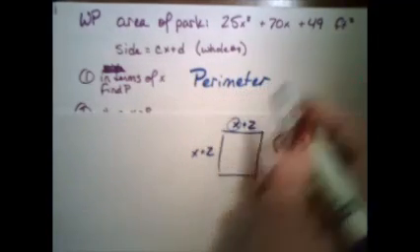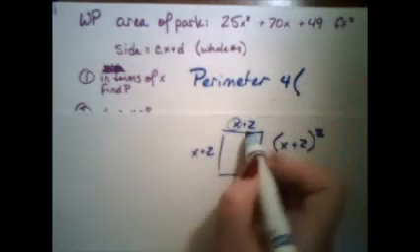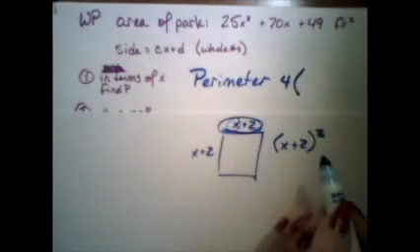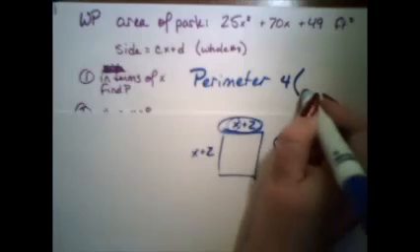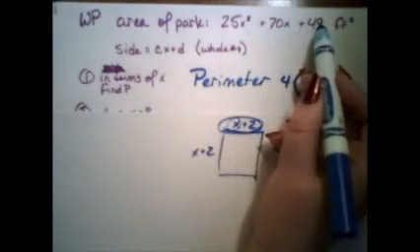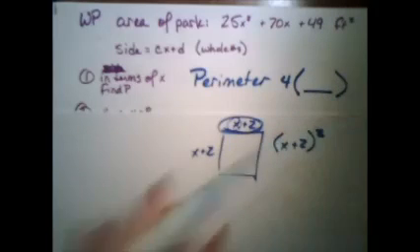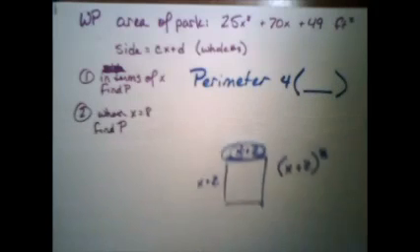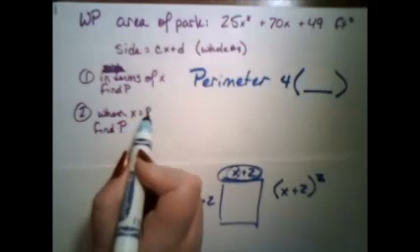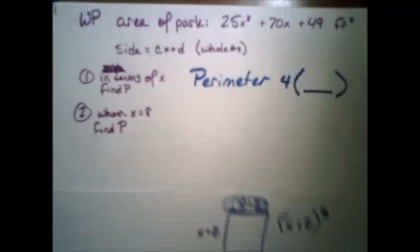Now, perimeter means we're going to add up all the sides. So it's going to be 4 times whatever the side is. And we have to figure out the side by understanding that this is a perfect square trinomial. And then we have to find the perimeter when x equals 8. So we have to find this perfect square trinomial factor first.